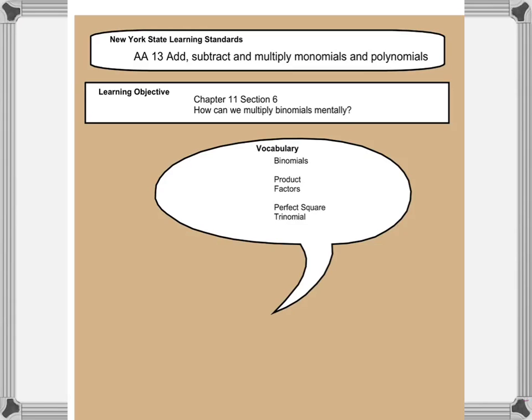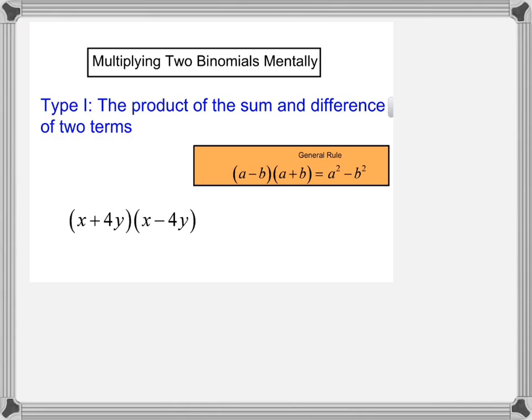So we've seen how we multiply binomials before using FOIL. Today's lesson is going to focus on finding patterns of FOIL in order to multiply binomials mentally. Okay, we're going to discuss 4 different types of binomials that we can find the products of.